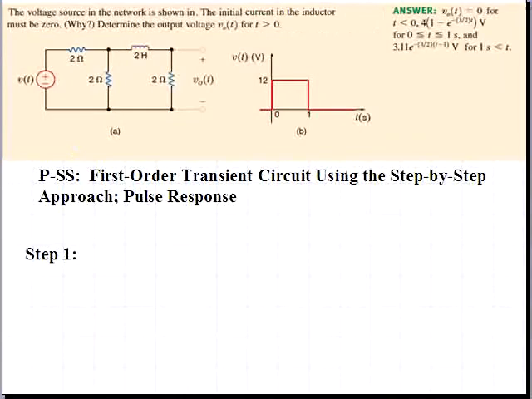This is Learning Assessment Problem 7.11. In this circuit we have a single inductor as an energy storage element and a voltage source v(t), which has the waveform shape shown in figure B. It's a pulse which has an amplitude of 12 volts between 0 and 1 second, and it is 0 outside those limits.